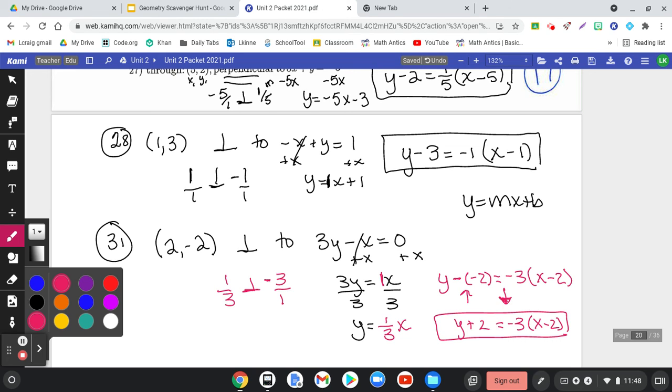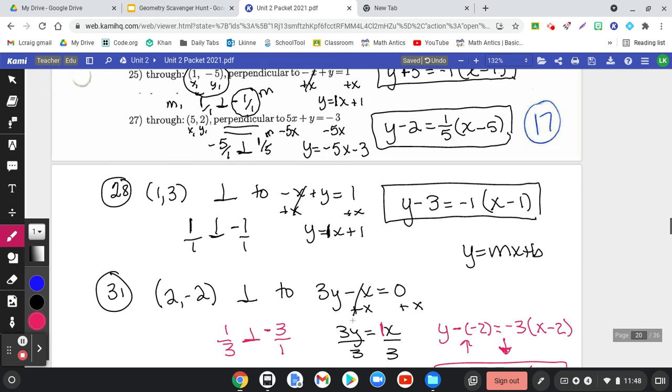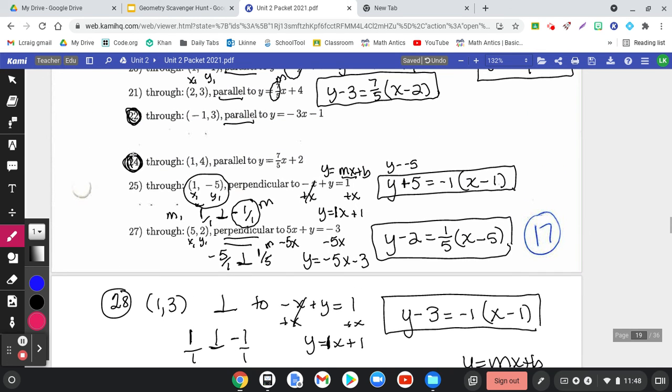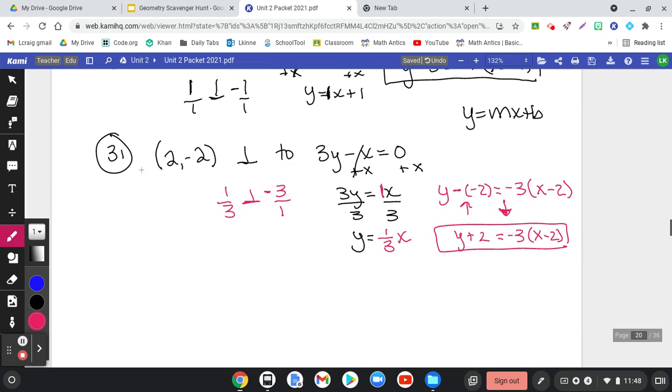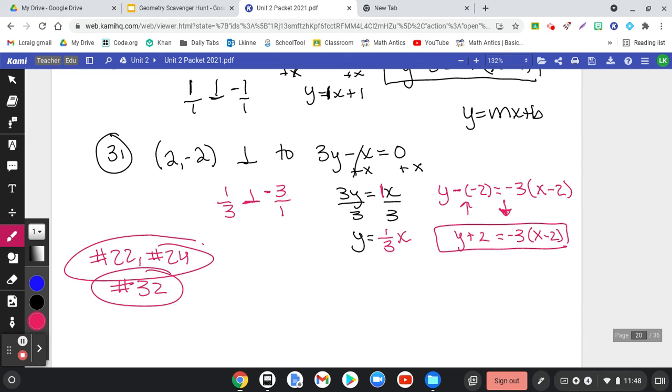So the only other thing I would like for you to do, you had the 2 questions to do on the previous page, 22, 24, and then on this page, I just want you to do number 32. Okay, so 22, 24, and 32. Practice those, and we'll talk about them.